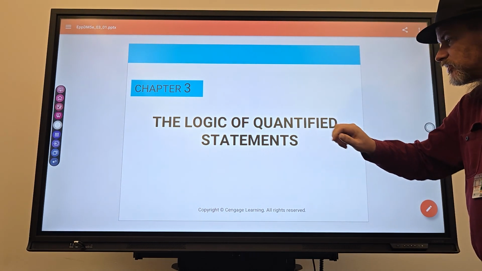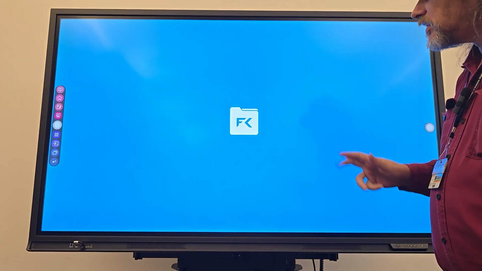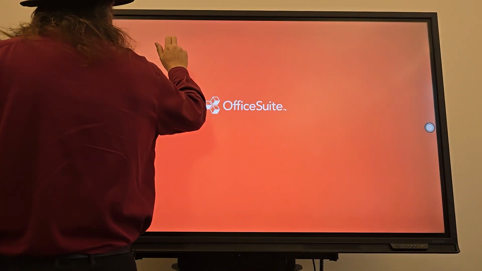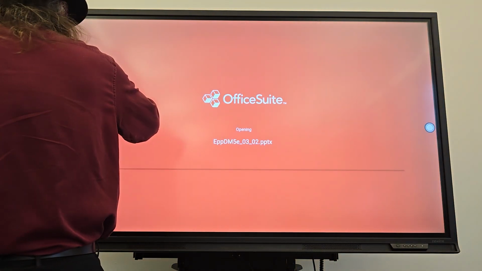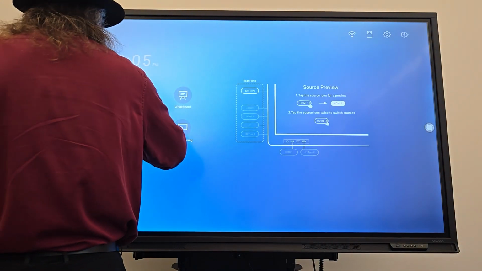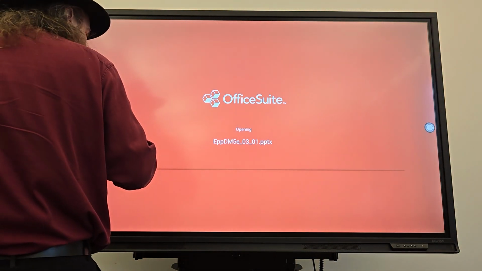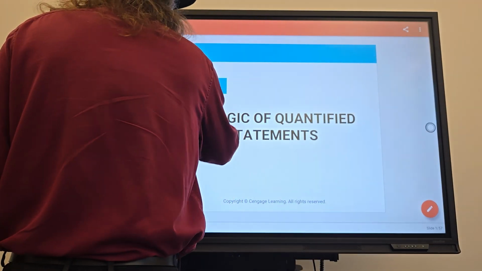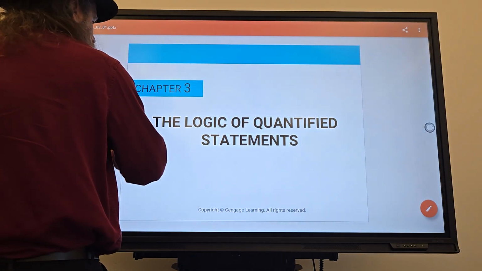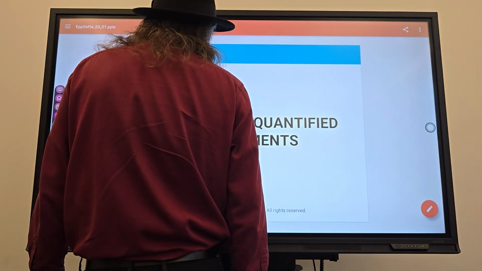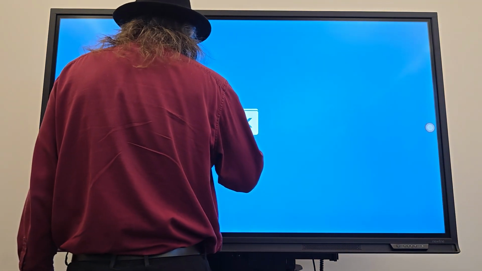If the screen will cooperate with me today, apparently not. What is wrong with the screen?